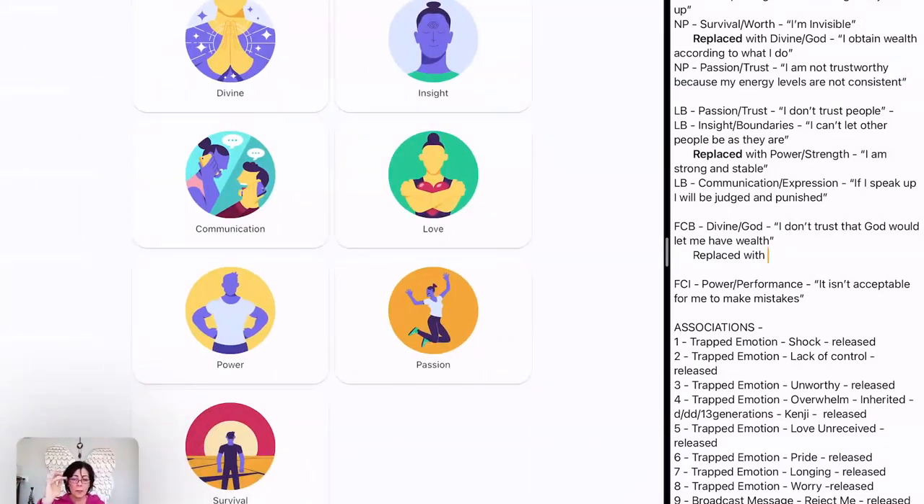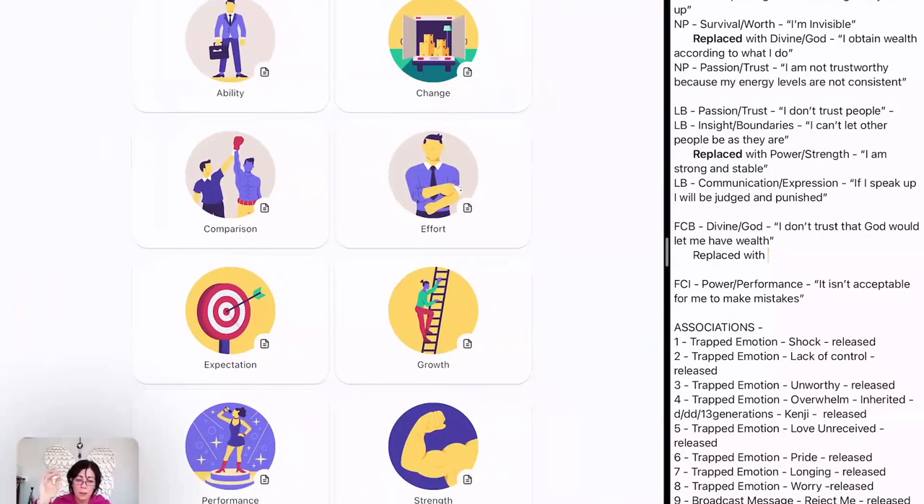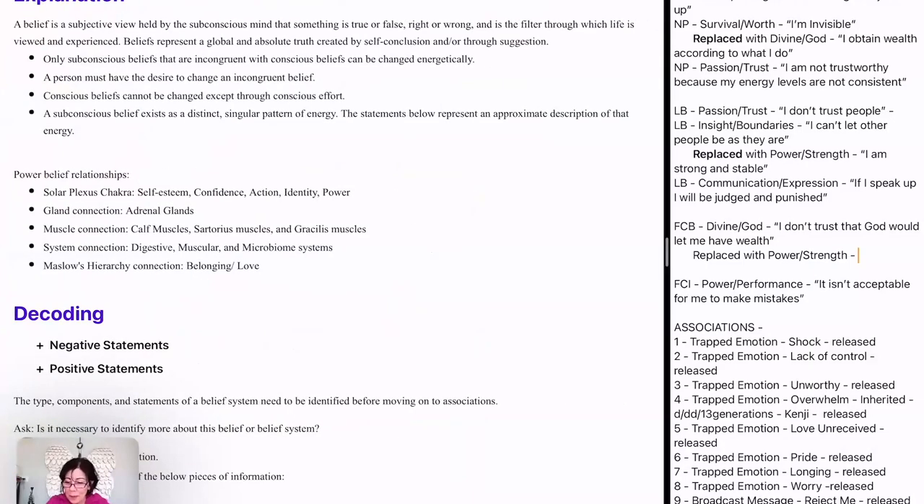Where is the replacement on the charts? So is it on the right? No, on the left. Is it divine communication power? Okay. Right side, left side, right side. Change, effort, growth, strength. All right. So we have power, strength. Okay. So we're in power, strength. That last one was power, strength.